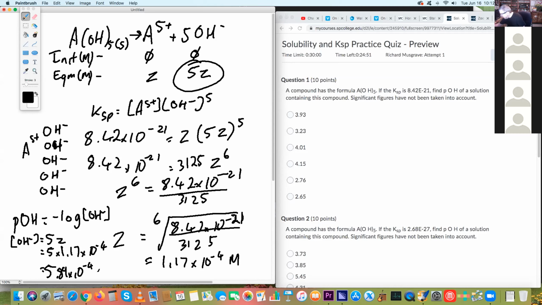And if I want the pOH, it's going to be the negative log of that. So I take the log of that and then take the minus of it. And I get 3.22 as my answer there. It should be 3.229. Taking the right sig figs, you can see there 3.23 would be your correct answer there.